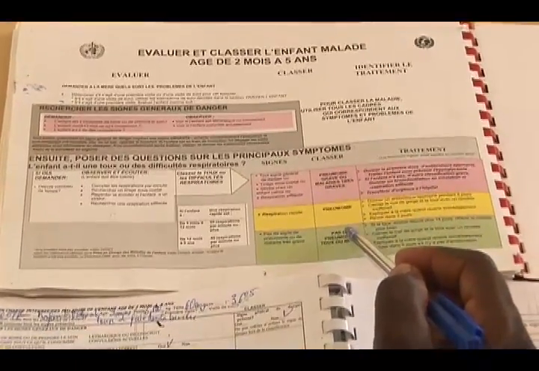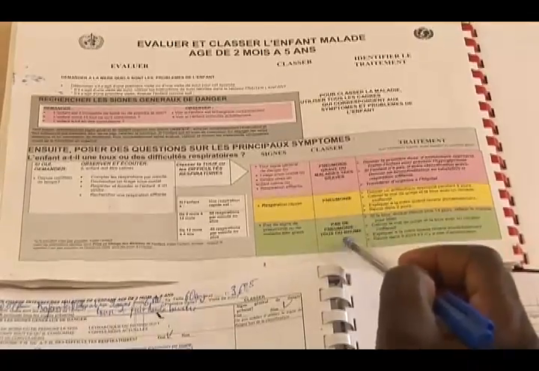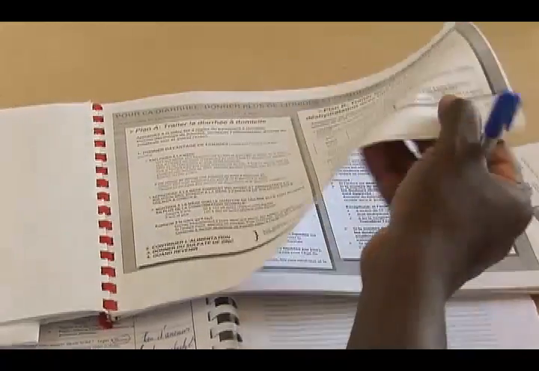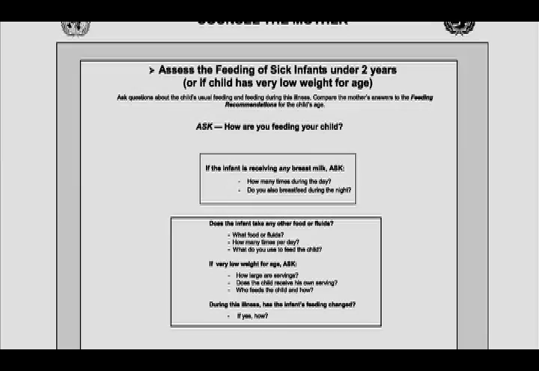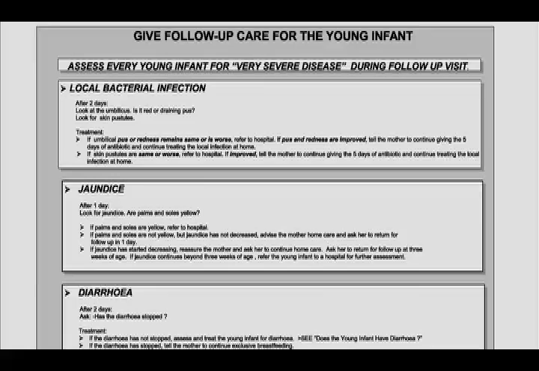After finishing the module, assess and classify the sick child, aged 2 months up to 5 years, the health worker should move to the other modules as follows. 1. Identify treatment. 2. Treat the child. 3. Counsel the mother. 4. Management of the sick young infant up to 2 months. And 5. Follow-up.